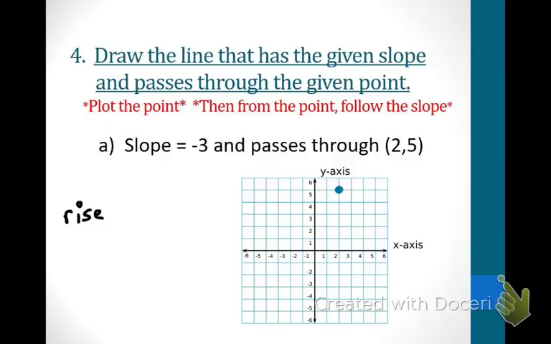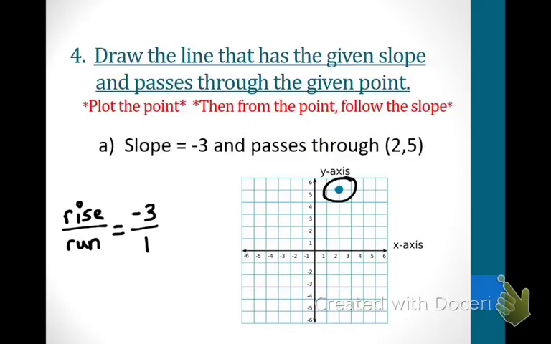Rise over run. Rise over run. Now when I'm looking at this, I do not see a rise and a run. All I see is a rise, okay? So I've got -3. What number will automatically go under if there is no number there? -3/1. So I have to start from this point right here and then go -3/1. So -3, is that going to be up, down, left, or right?